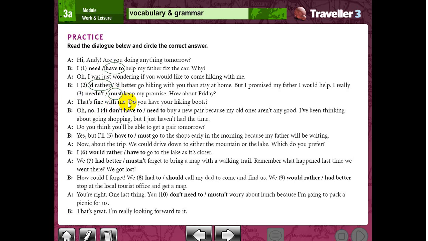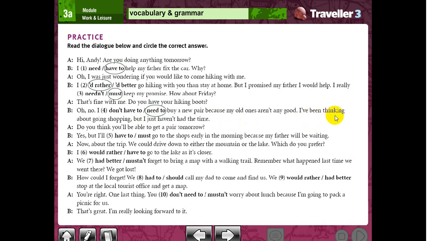That's fine with me. Do you have your hiking boots? Oh no, I don't have or I need to buy a new pair because my old ones aren't any good. Here I choose I need to. My old ones aren't any good. They are old, but they aren't good. So I need to buy. It is necessary to buy a new pair.